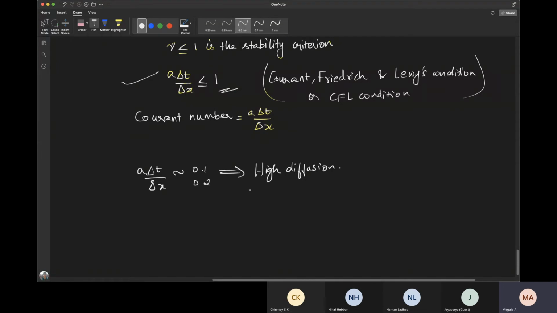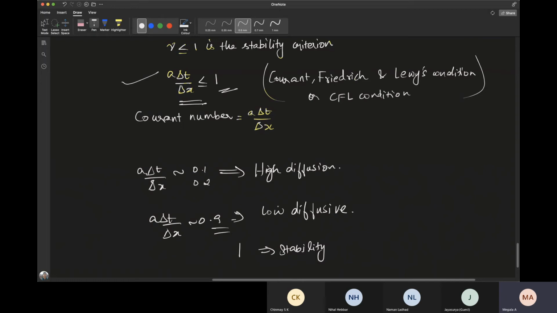But people will always want their scheme to be low diffusive, right? A scheme that is low diffusive is actually a good scheme. So people fix the Courant number to be something close to 0.9, 0.8, like that. If we go very near to 1, or if we cross 1, then stability will be affected, and we won't be getting any solution at all if we cross this border. The solution will be nowhere close to our original solution.